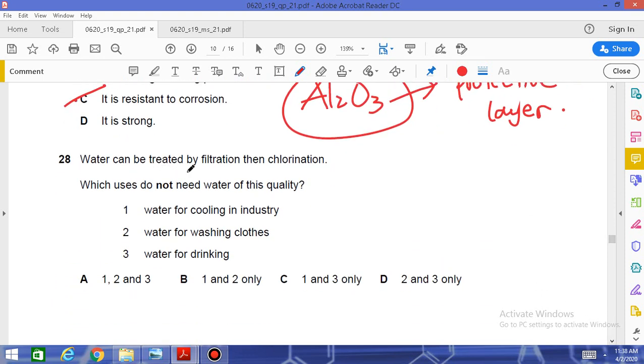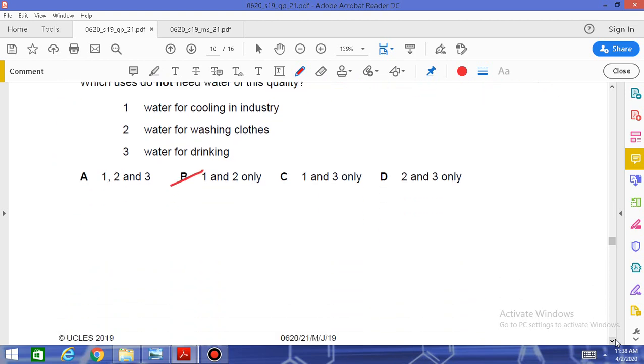Next, water can be treated by filtration then chlorination. Which uses do not need water of this quality? It's also clear. So the answer is B. 1 and 2 only, which uses do not need water of this quality. While if we want to drink water, the water must be chlorinated first. Okay. So what is the function of chlorination? To kill the bacteria or microorganism. Okay. Next.